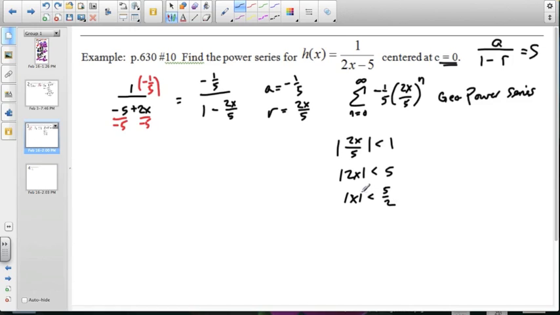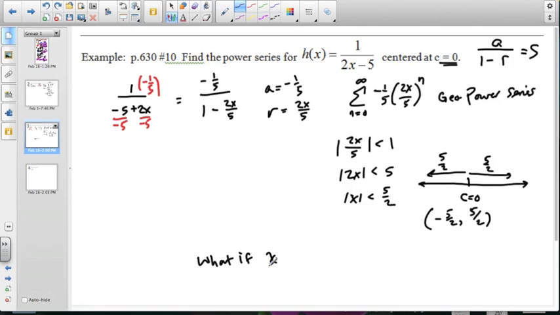So if we're looking at this, we've got a center of 0 and a radius of 5/2, right? So we're out here 5/2 and back here 5/2 for our endpoints. So we have an interval from minus 5/2 to 5/2. Those values of x would give us a convergent series.